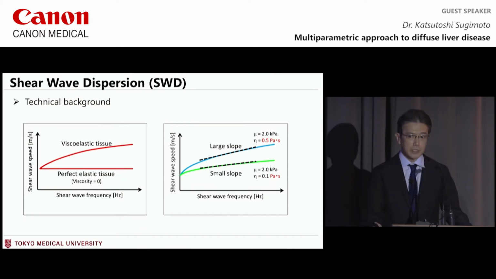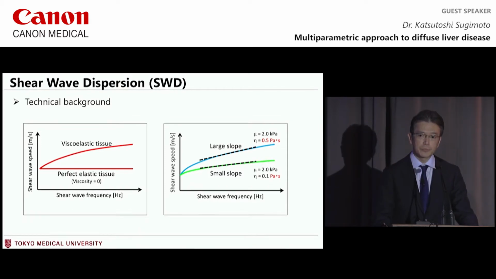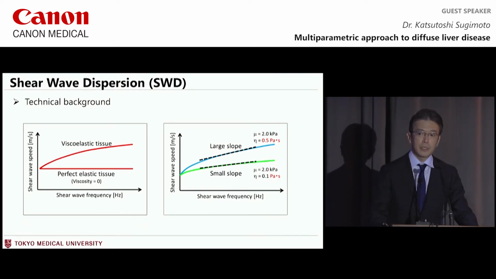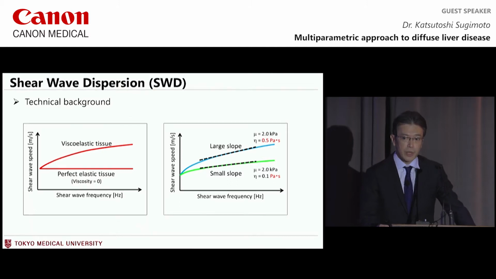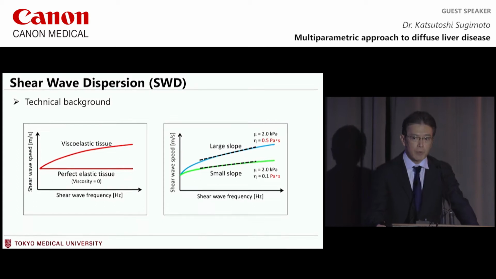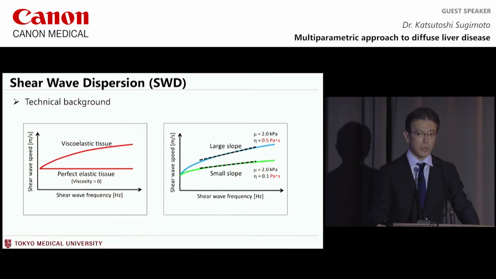If tissue was perfectly elastic, shear wave speed is constant. In contrast, if tissue is viscoelastic, as the shear wave frequency increases, shear wave speed increases like this. This phenomenon is called shear wave dispersion of frequency.